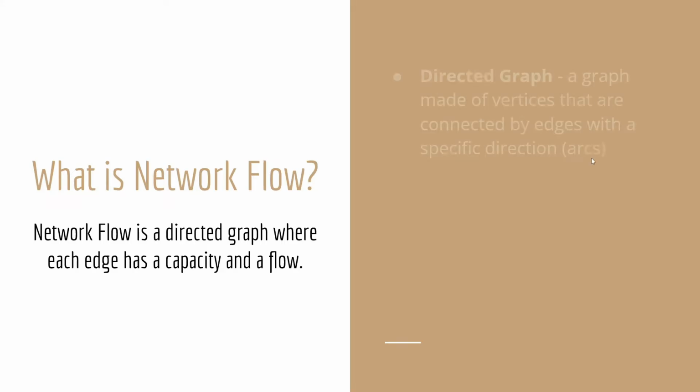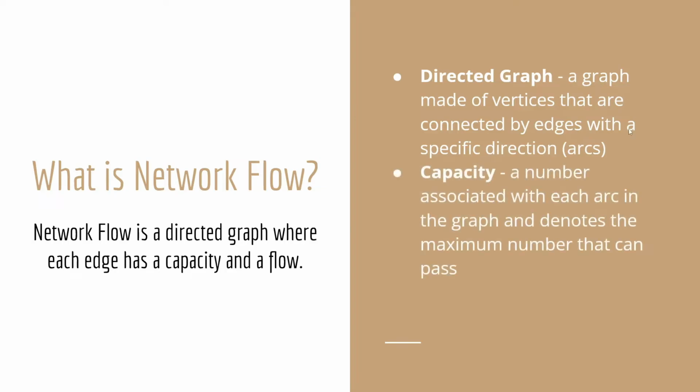To break that down a little, a directed graph is a graph made of vertices that are connected by edges with a specific direction, which can also be called arcs. Capacity is the number associated with each arc in the graph and denotes the maximum number that can pass. And lastly, flow, the number of items that pass through each arc.